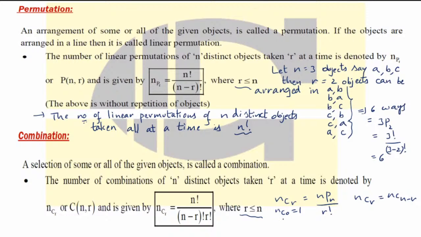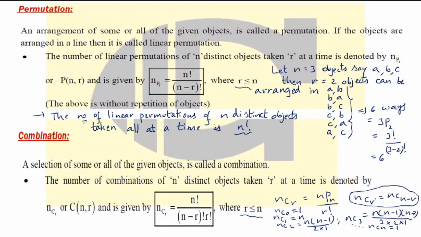I am explaining some standard results. nC0 value is 1, nC1 value is n, nC2 value is n into (n minus 1) divided by 2 into 1. So nC3 value is n into (n minus 1) into (n minus 2) divided by 3 into 2 into 1, and so on. If I select all the given n objects, it can be done in one way only. So what does it mean? nCr is equal to nC(n minus R). When n and R are very close to each other, then this formula helps.